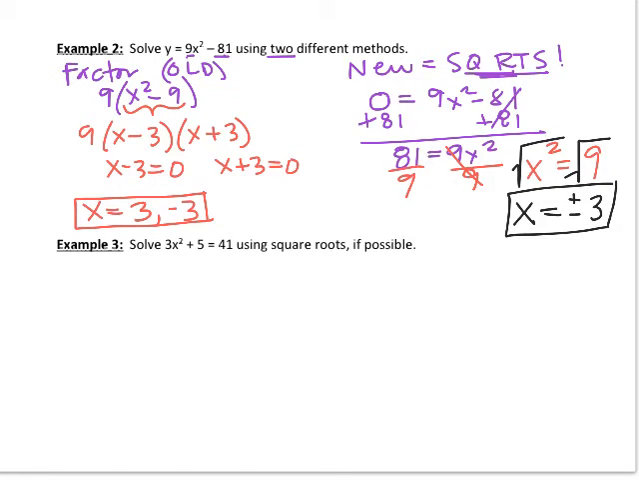Well, what do you know? These two are the exact same. So it's a preference really. Do you want to use square roots because you find that easier, or do you like the factoring method that we did several lessons ago? And as long as it doesn't say which way you have to do it, feel free to use either method.